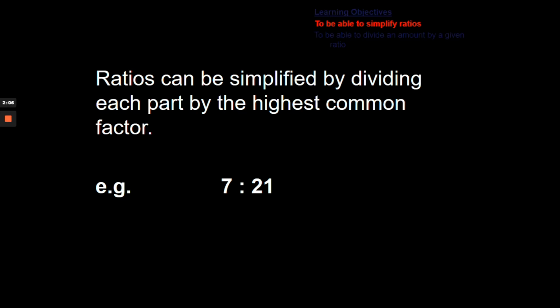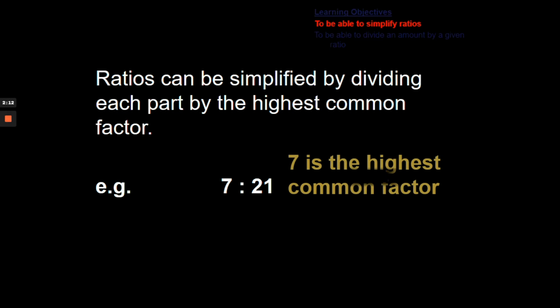So we look at this example below. Which times table are 7 and 21 in? They are both in the 7 times table, so that's the highest common factor. So the next thing you do is how many 7s are in 7, which is 1, and how many 7s are in 21, which is 3. So the ratio 7 to 21 can be simplified to 1 to 3.